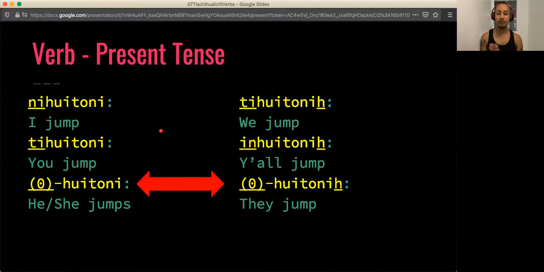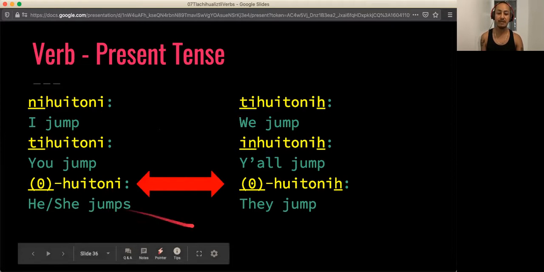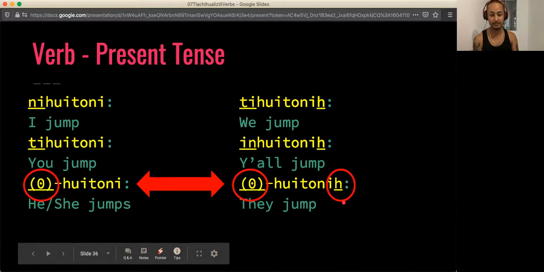Also, same thing with he jumps, she jumps versus they jump. Notice when you say he jumps, she jumps, you would say huitoni with no prefix. And same thing with huitoni, they jump. The only thing that's different is that H. So that H matters. You need to put it there.